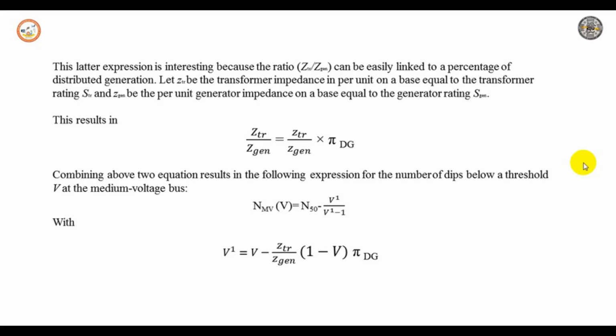So here the consequence of the second term is that a dip threshold at medium voltage corresponds to a lower dip threshold at high voltage, and thus a lower dip frequency. The bigger the second term, the more reduction in the dip frequency. Increasing the amount of distributed generation with a synchronous machine interface will lead to an increased reduction of voltage dip frequency.